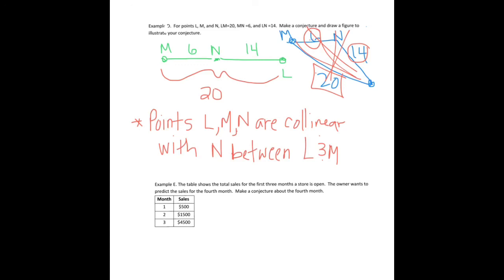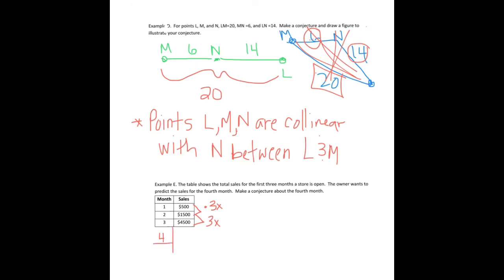So in example E, it says the table shows the total sales for the first 3 months that a store is open, and the owner wants to predict the sales for the 4th month. So make a conjecture about the 4th month. Well, the first thing that I did was I looked, and it seems like the sales are 3 times greater in the 2nd month than they were in the 1st month, and they're 3 times greater in the 3rd month than they were in the 2nd month.